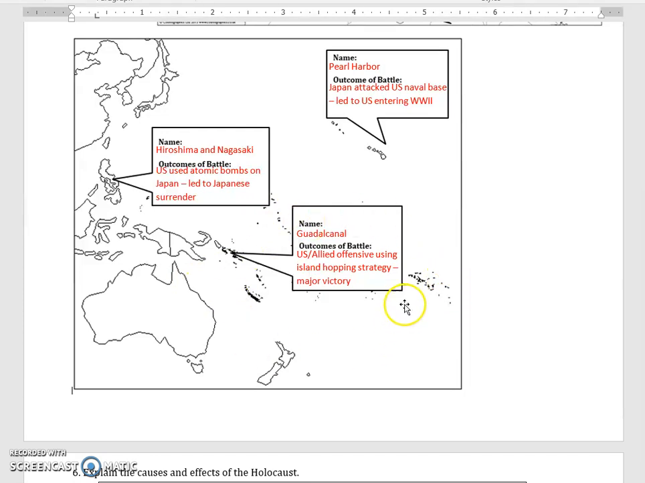Next battle that I want to look at is Guadalcanal. This was a major Allied offensive using the island hopping strategy. Major PR victory, really started to push the Japanese backwards out of territory that they controlled.